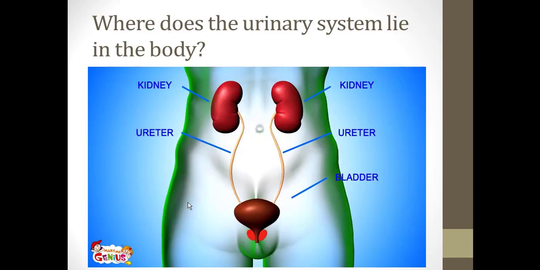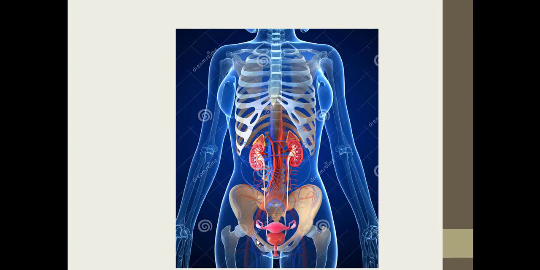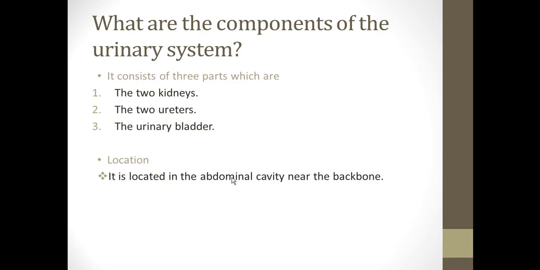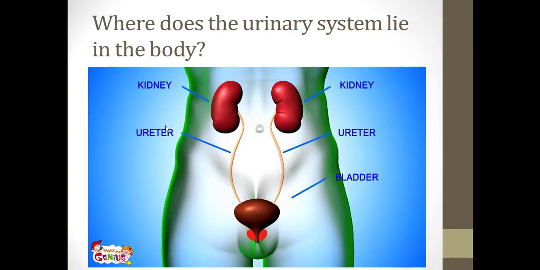Here is the structure of the urinary system. It consists of the 2 kidneys, 2 ureters, urinary bladder, and at the end of the urinary bladder there is an opening which is called the urethra. Again, the urinary system consists of 2 kidneys, 2 ureters, and urinary bladder, and at the end of the urinary bladder there is a urethra.